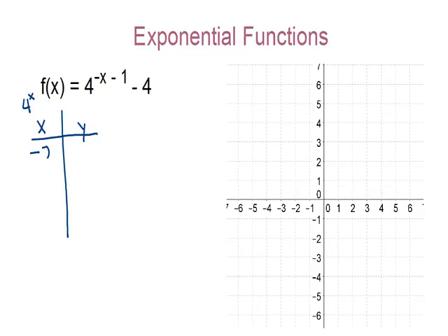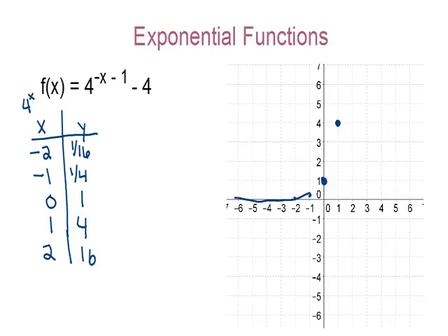So when x is -2, y is 1/16. When x is -1, y is 1/4. 0, 1, 1, 4, 2, 16. So this growth is much faster than our 3 to the x power was. So something like this. It shouldn't cross the x-axis there.